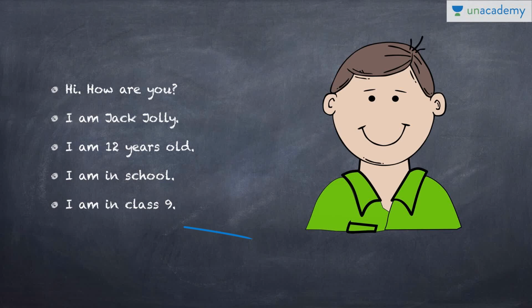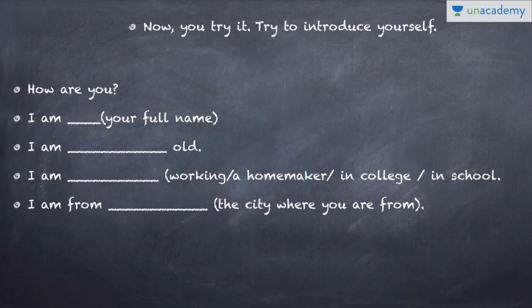Alright? Now that we have listened to introductions by quite a few people, I would like you to try to introduce yourself. So what would you say? How are you? I am. Here you have to give your full name. Your full name means your first name and your last name. So for example, Jack's full name is Jack Jolly. His first name is Jack. His last name is Jolly. So he said, I am Jack Jolly.